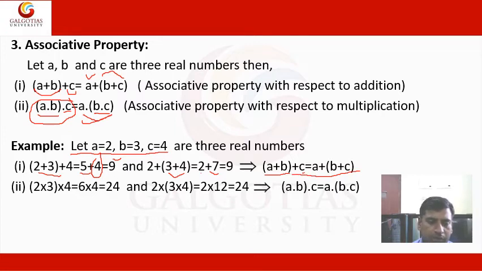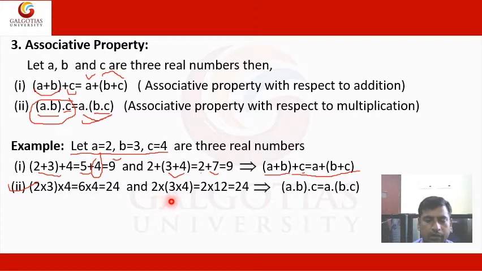Similarly, we are verifying the associative property with respect to multiplication. Here we take the multiplication of the first two numbers A and B, that is 2 and 3. The multiplication of 2 and 3 is 6, and this result 6 is multiplied by the third element, that is C, whose value is 4. So 6 into 4 is 24.